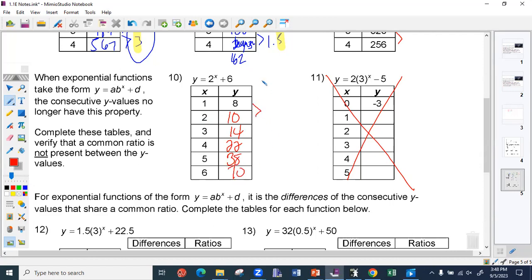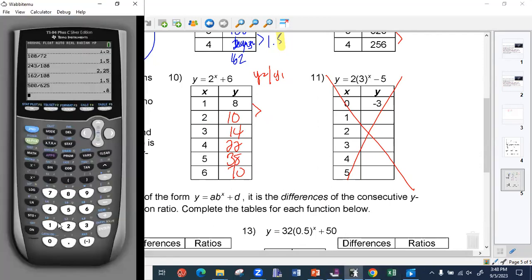Now we're going to find our common ratio. Remember, ratio is your y2 divided by your y1. So 10 divided by 8 gives me 1.25. Then I'm going to do my next set of y's. 14 divided by 10, and I get 1 4/10. Then 22 divided by 14, and I get 1 5/7. We'll do 38 divided by 22, and 70 divided by 38.